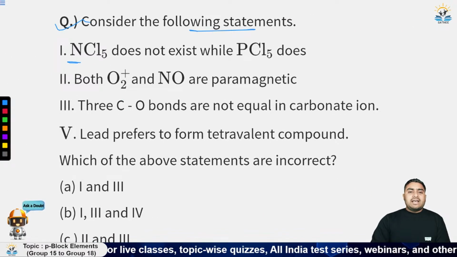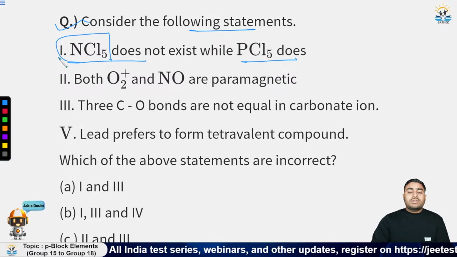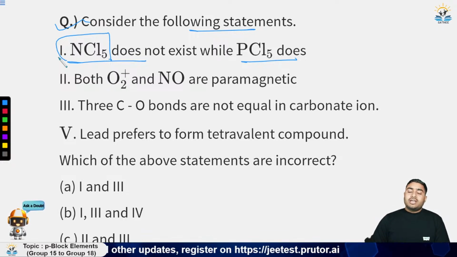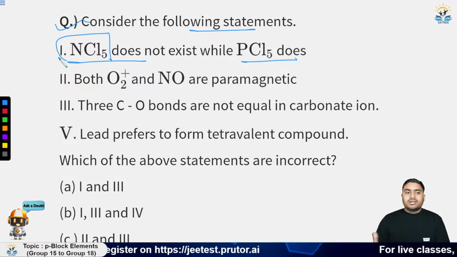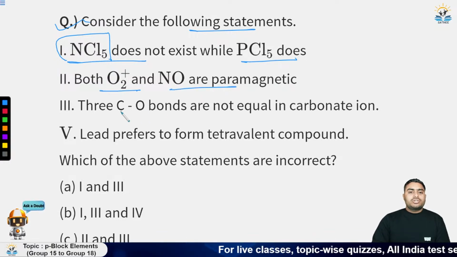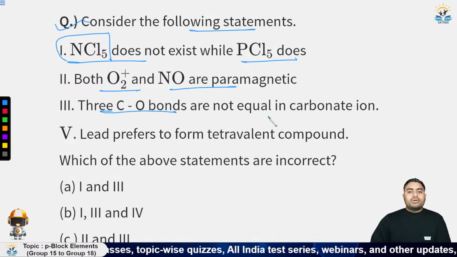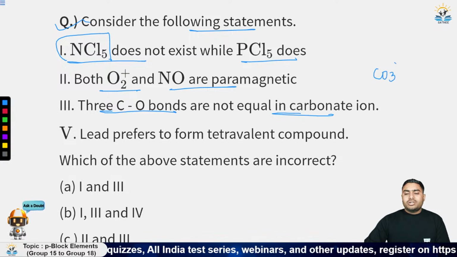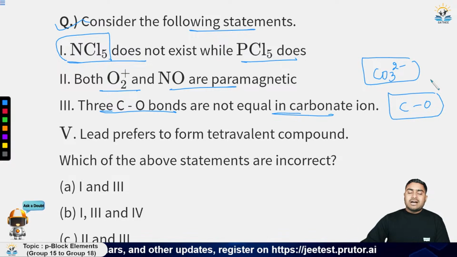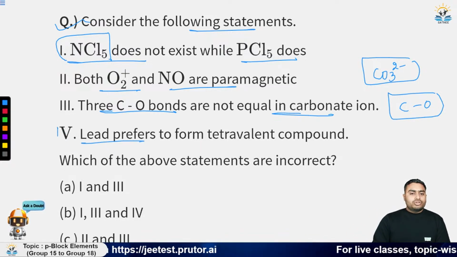Consider the following statements. NCl5 does not exist while PCl5 does. NCl5 does not exist, so can nitrogen have d orbitals? That will be the hint for this particular question. If nitrogen had d orbitals, it could expand its covalency. Both O2 positive and NO are paramagnetic. Very interesting question. Next, the C-O bonds are not equal in the carbonate ion. The carbonate ion is CO3 2 negative. So the question is saying that in the carbonate ion, the carbon-oxygen bonds are not equal.